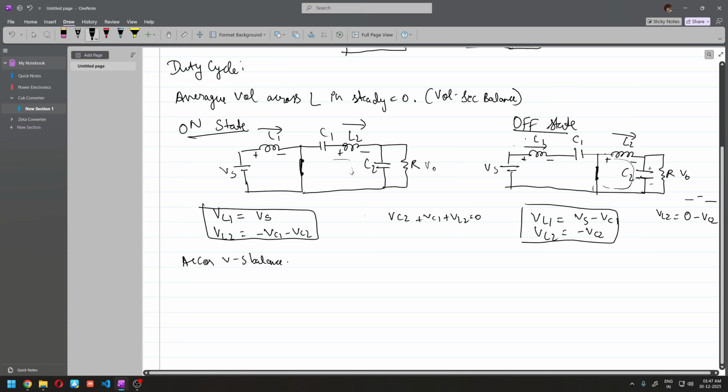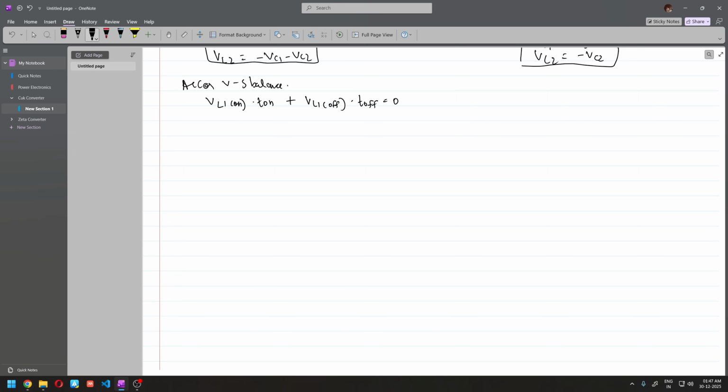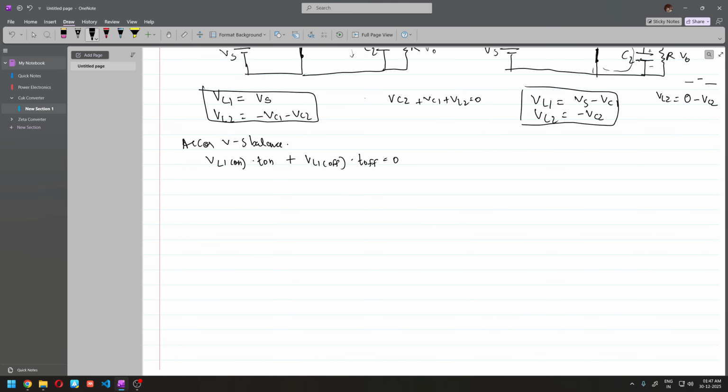So we can say that VL1 in the on state times T on, which is the on time, plus VL1 in the off state times T off is equal to 0. So whatever I just said as a statement, I just wrote it mathematically. Now moving on, VL1 in the on state, we can just substitute. That's why we wrote these equations. So substituting from here, Vs times T on, plus in the off state it is Vs minus Vc1 times T off, equal to 0.